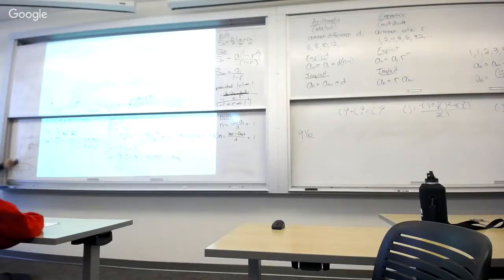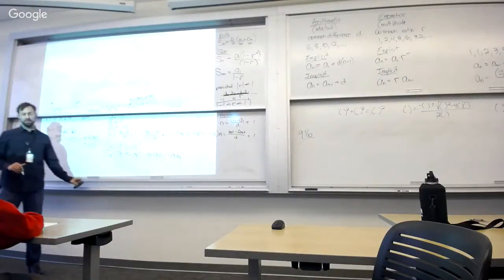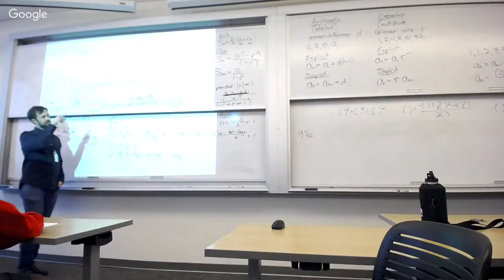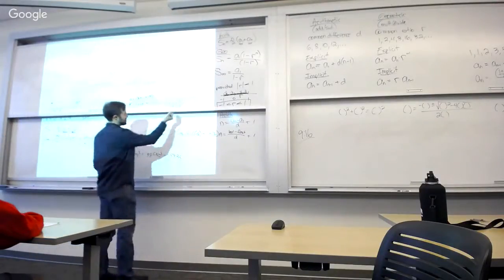All right. Last problem on this page, number 6. Is that an arithmetic sequence or a geometric sequence? This one's geometric. What are we multiplying by every time? Yeah, we're multiplying by half.